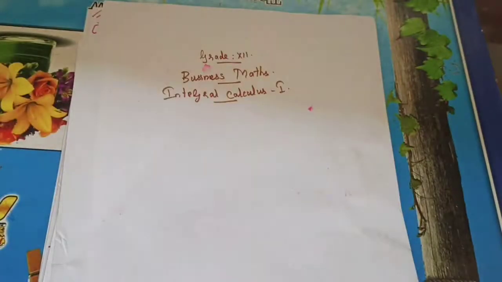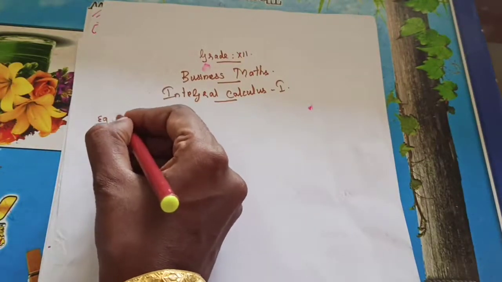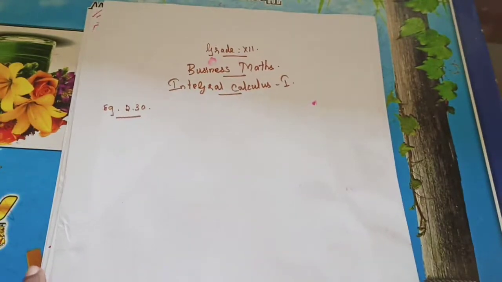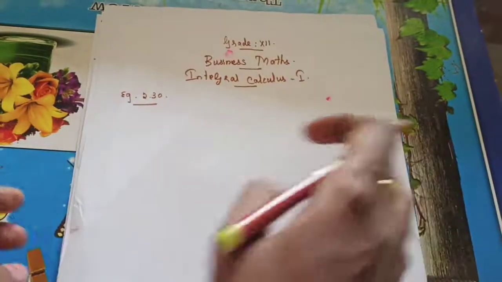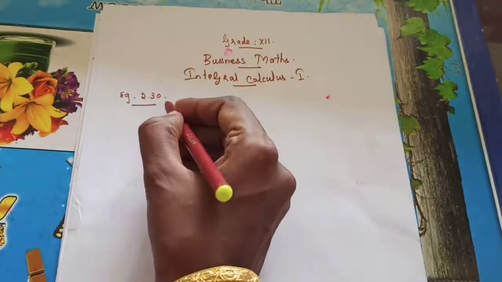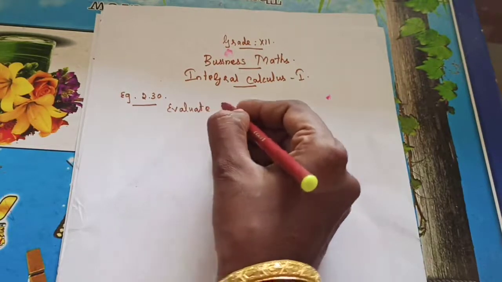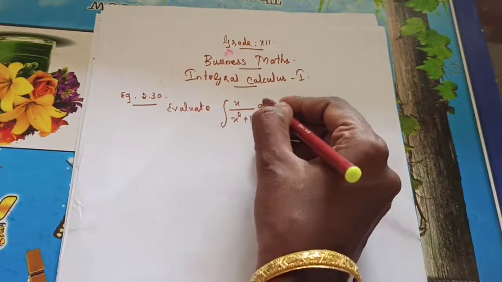Let's move to the example question. Example 2.30. The question is: evaluate the integral of x by x square plus 1 dx.